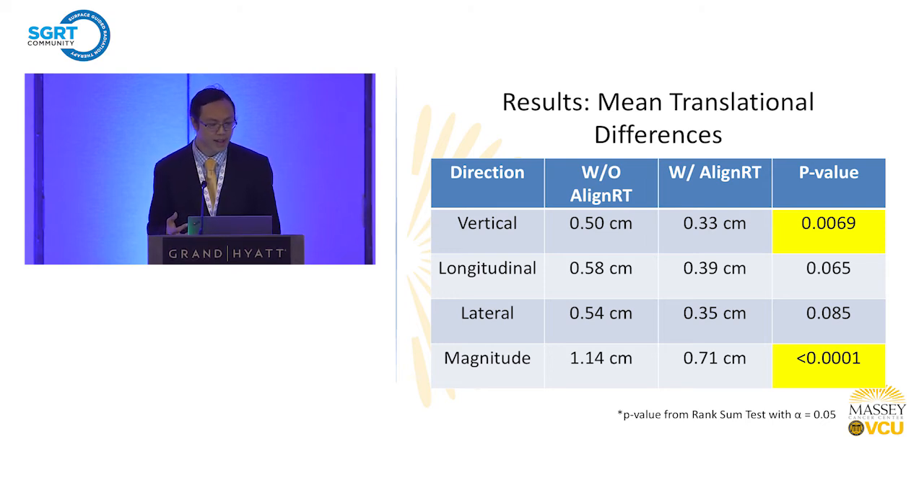So there's a big improvement. And you can see that in the vertical and the magnitude, these differences were statistically significant. And that's coming from the rank sum test with an alpha less than 0.05. We use the rank sum because the data is not normally distributed, so a t-test would not be valid.